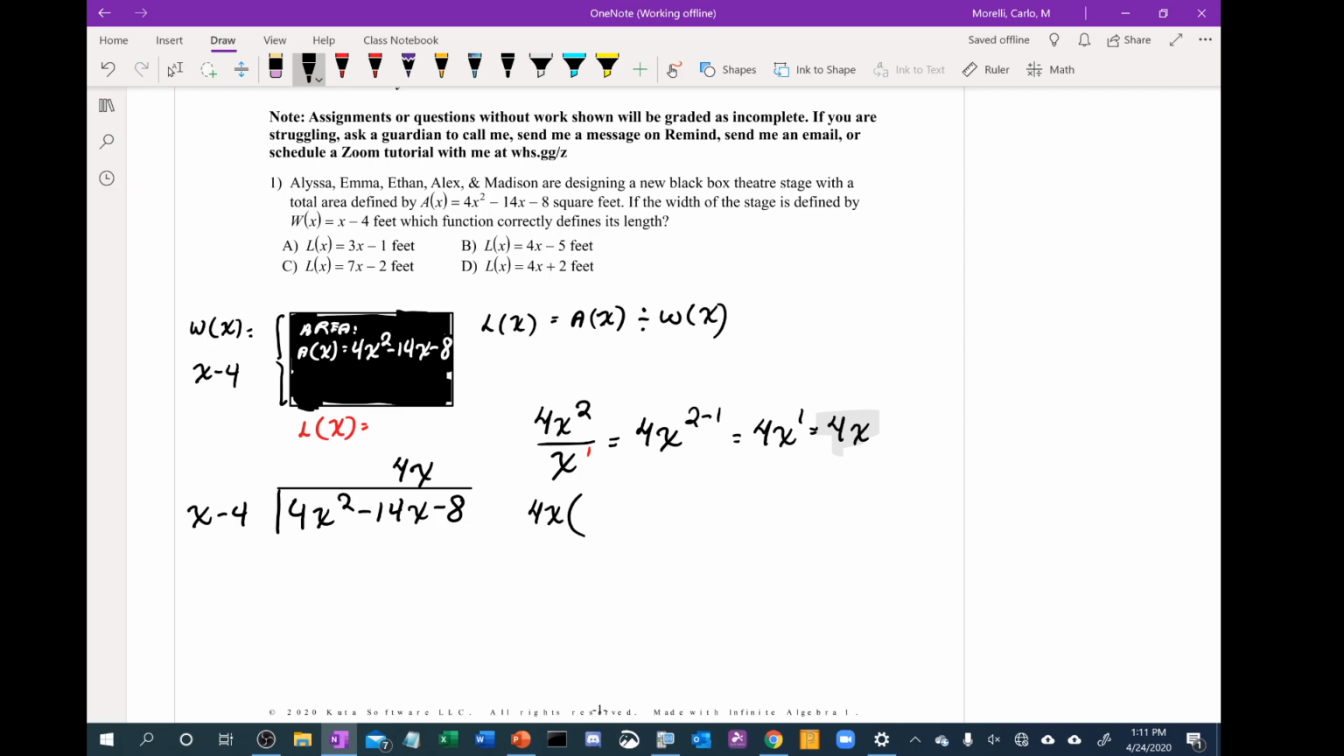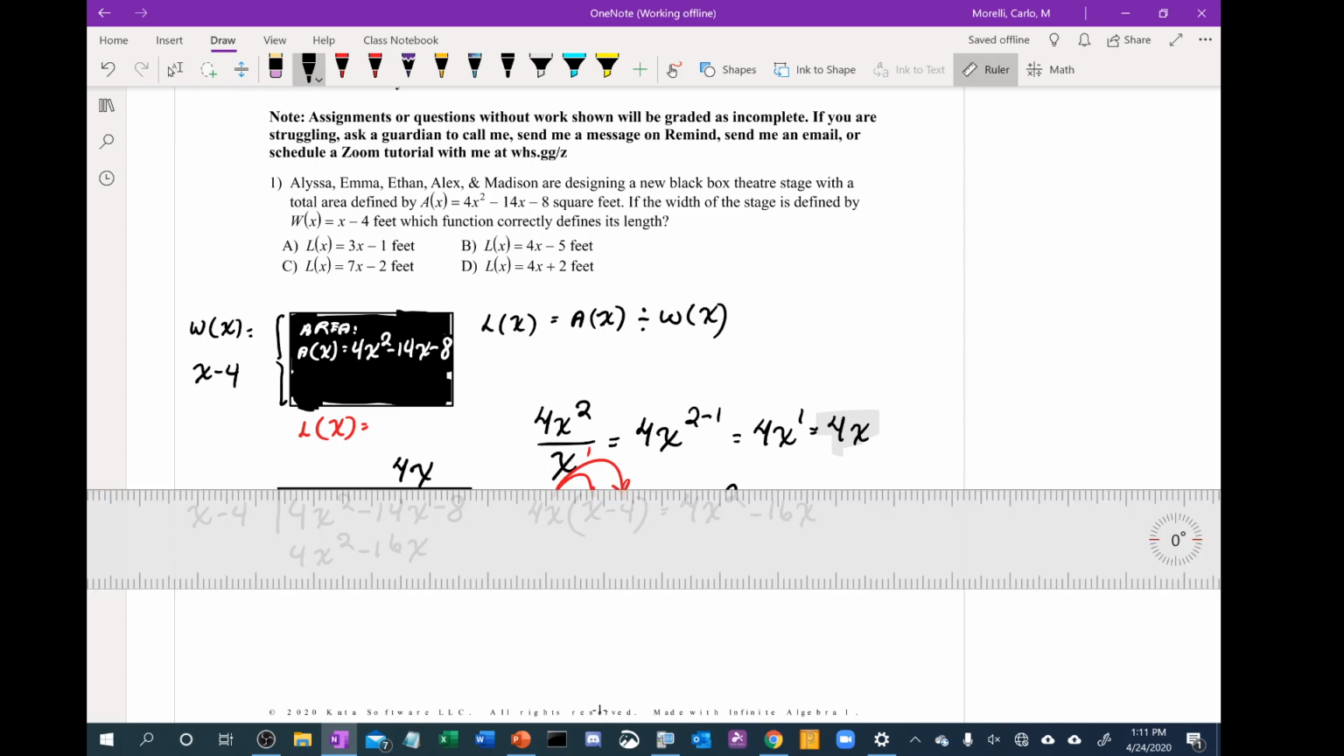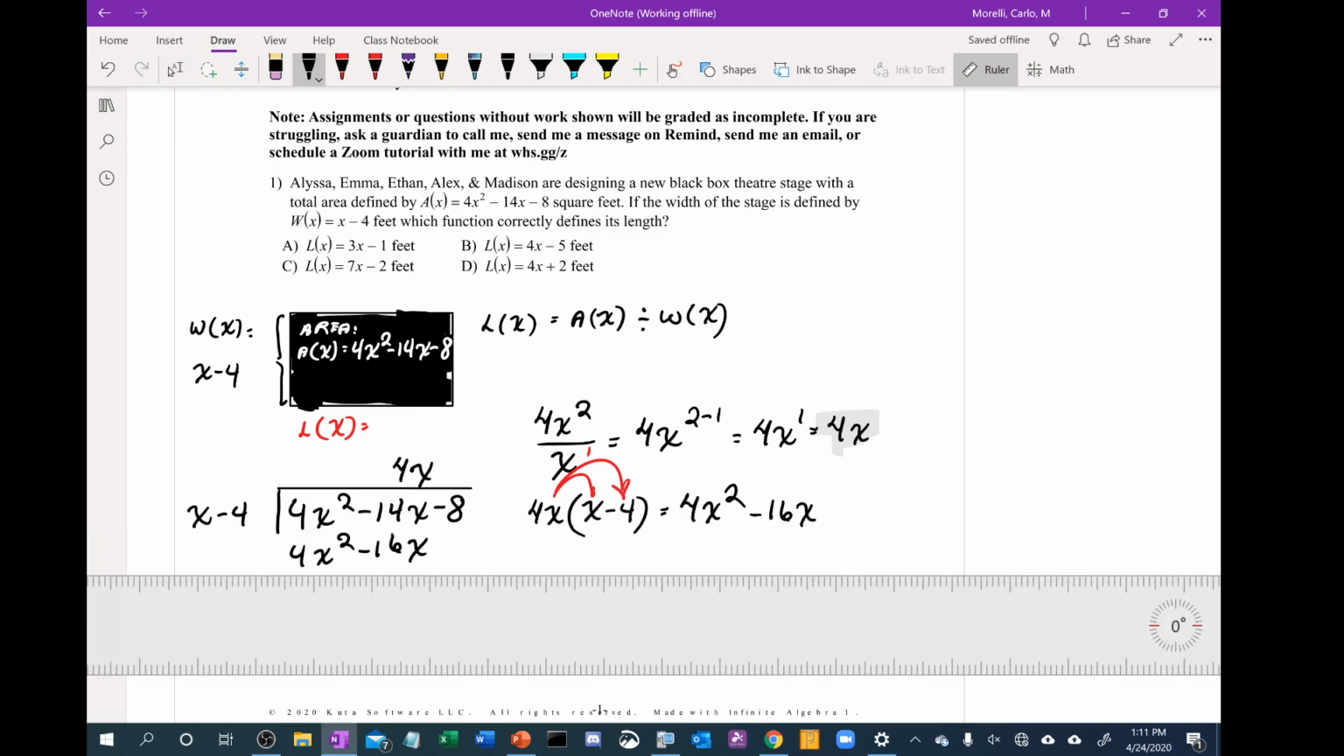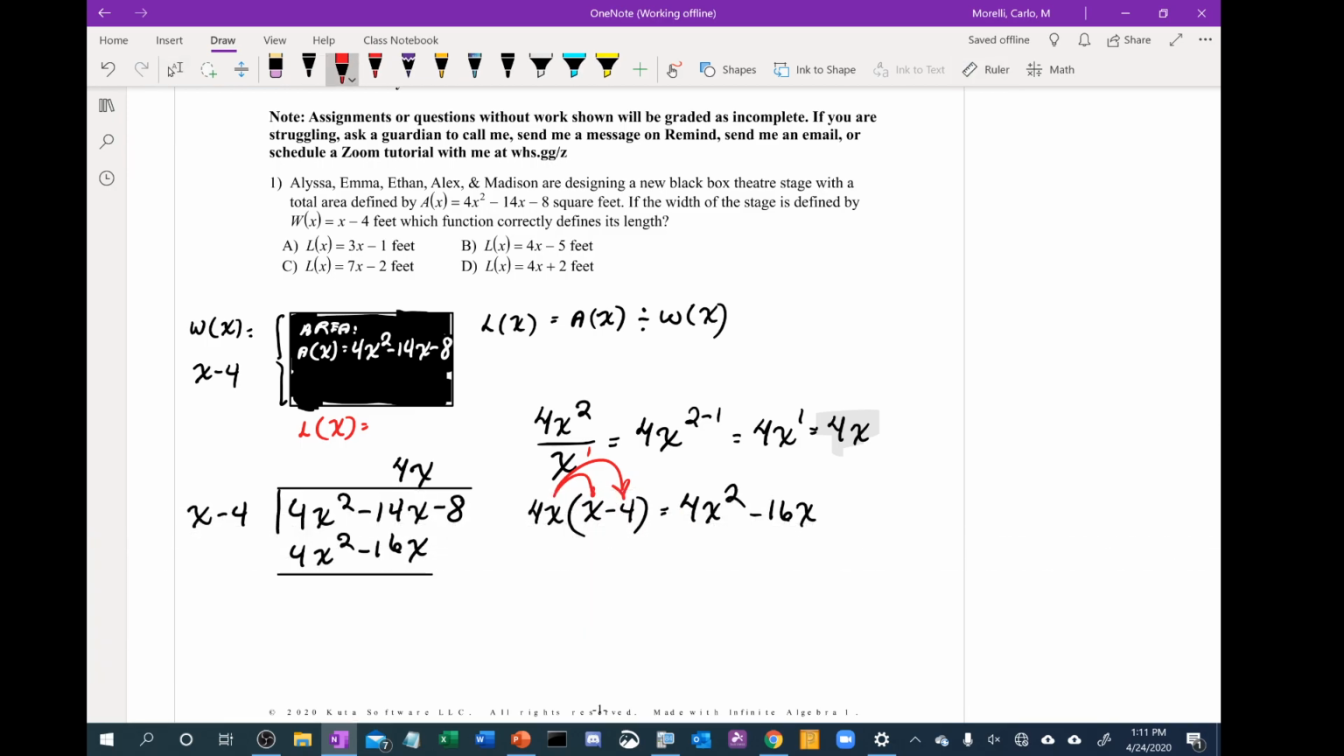So we have 4x, open parentheses, x minus 4. And we do distributive property right here. And that equals 4x squared minus 16x. What I'm doing is 4x times negative 4. 4 times negative 4 is negative 16. And then the x comes along for the ride. So this term, 4x squared minus 16x, gets written underneath its matching terms in the dividend. And now we're on to draw a line. Change both signs.